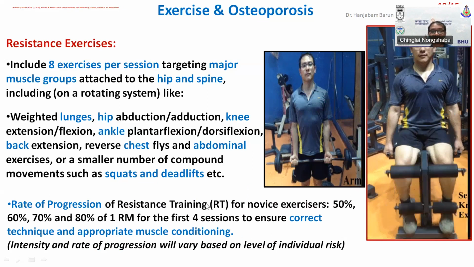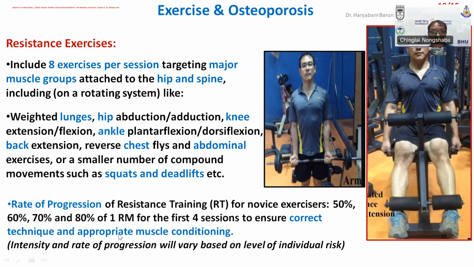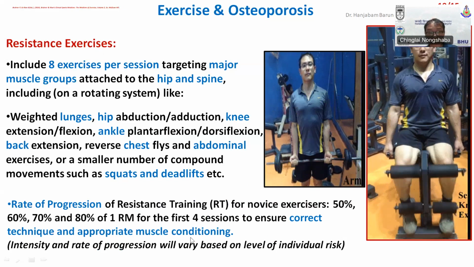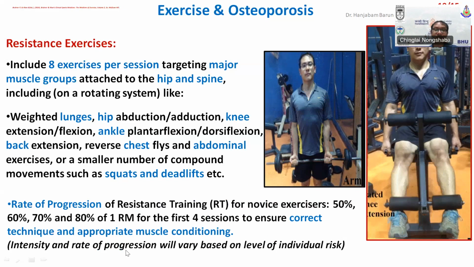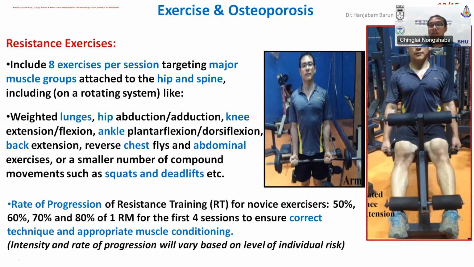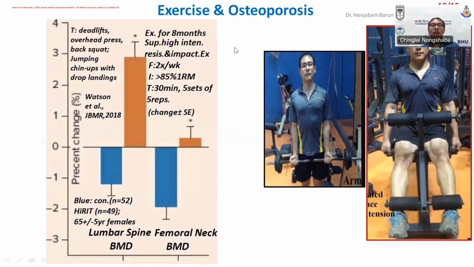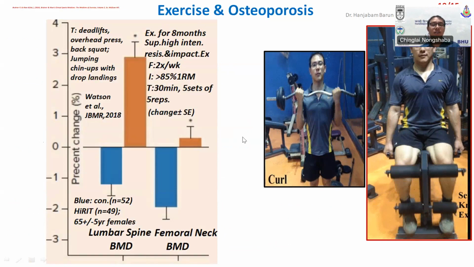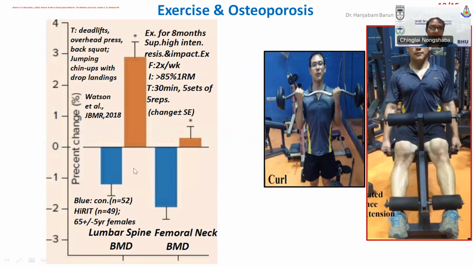For example, progression can be done at 50 to 60 to 80% of the 1 RM for the first 4 sessions. Why? Because we need to make sure that the correct technique is learned and appropriate muscle conditioning happens, otherwise injury can happen. So intensity and progression can vary depending upon the particular individual's fitness level or risk level. This we have to understand. For example, in this study, you can see that blue is the control.